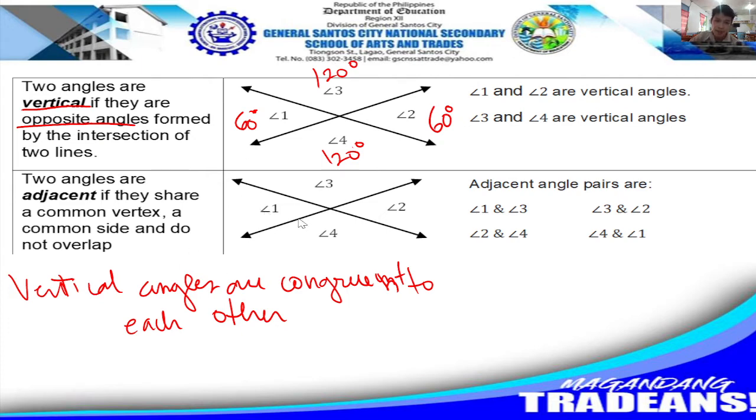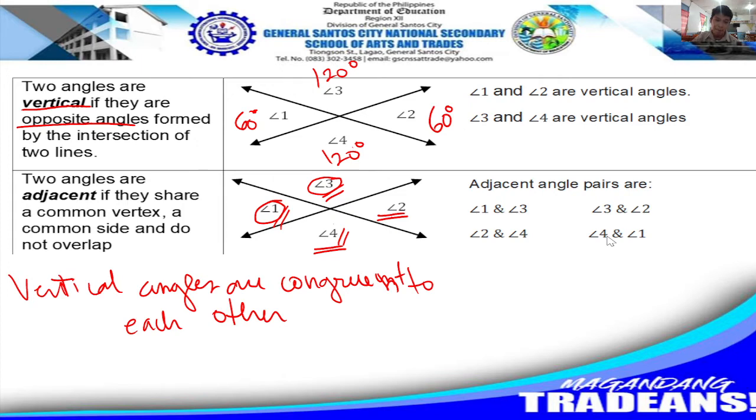For example, si angle 1, ano ang ka-pair niya? Ka-pair niya si angle 3. Also, si angle 1, ka-pair niya din si angle 4 kasi magkatabi sila. Si angle 4 naman, ka-pair niya si angle 2. And si angle 2 naman, ka-pair niya si angle 3. Okay, si angle 4 ulit, ka-pair niya si angle 1. So, yan po ibig sabihin ng adjacent angles.